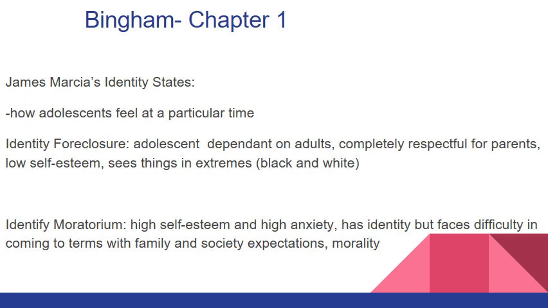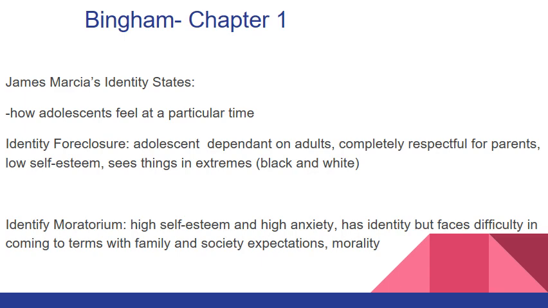Let's quickly discuss James Marcia's identity states. James Marcia's identity states focused on how adolescents or teenagers feel at a particular time. Marcia explained that identity foreclosure occurs when adolescents feel dependent on adults. During this time period, adolescents are completely respectful of parents. They have low self-esteem, and they often see things in the extremes, so that it's either black or white. There are no shades of gray, there's no middle ground.